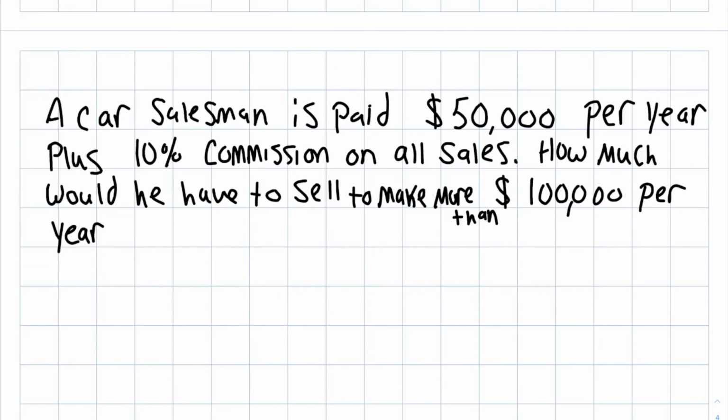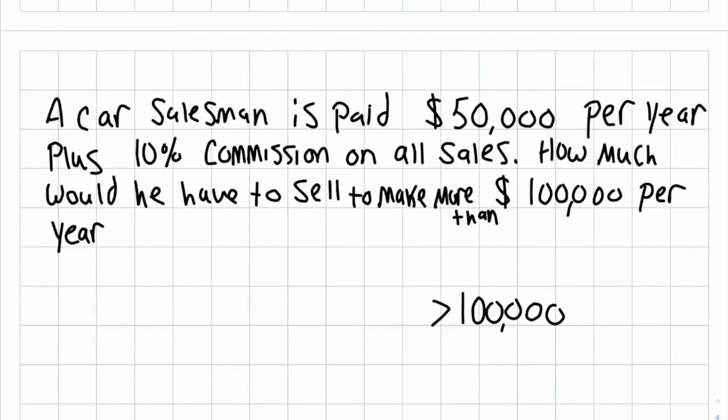So if we set this up, I like to work backwards on these, or problems that are set up like this. So he needs to make more than $100,000 per year. So I'm going to write $100,000. And he wants to make more than that. So we want whatever is on the other side of the inequality to be greater than 100,000.